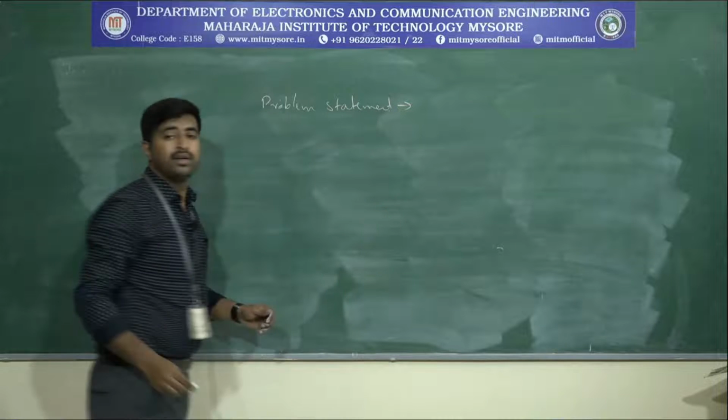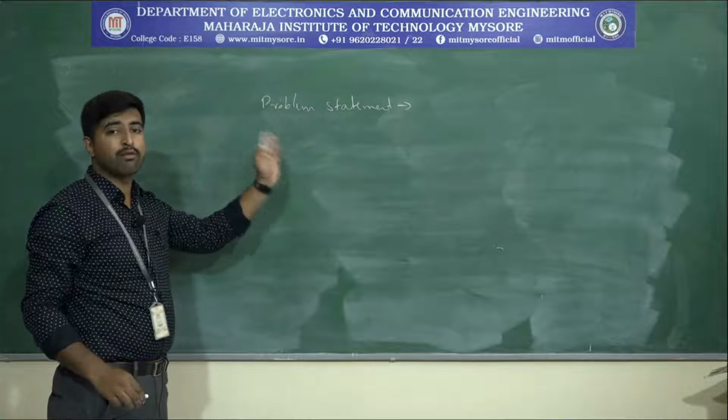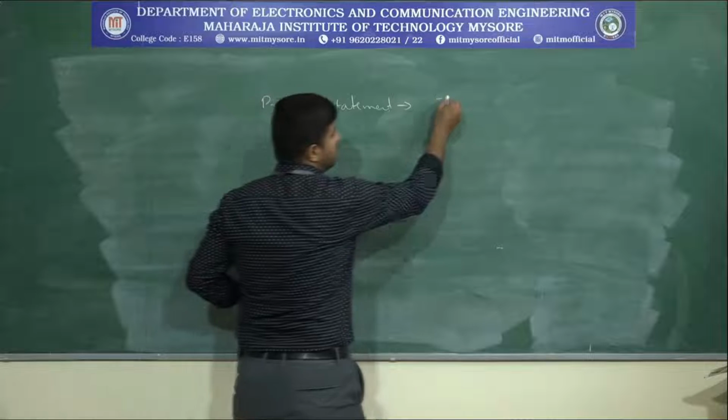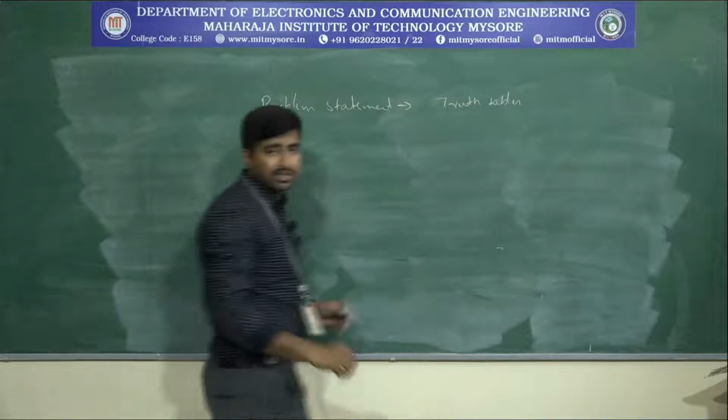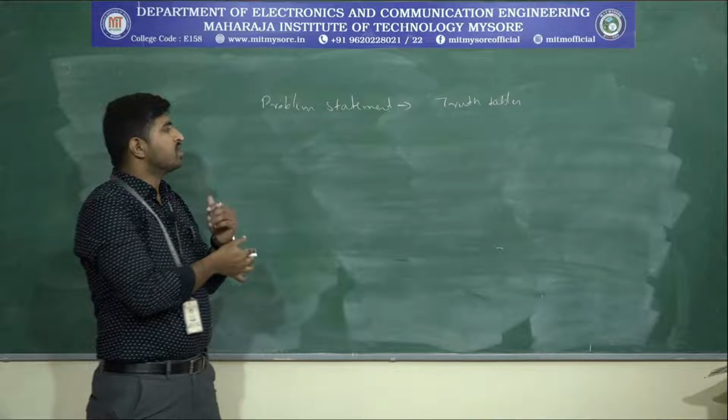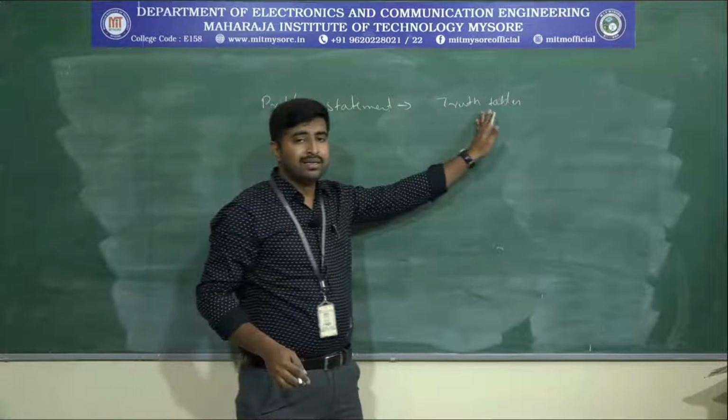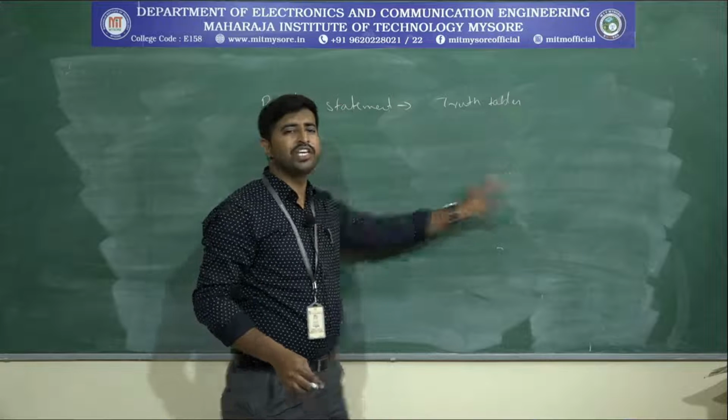And then we understood how to convert the problem statement into the truth table. Alright, so we have solved the two problems. I hope you have understood that part. Okay, so next, from the truth table, how to derive the switching equations.